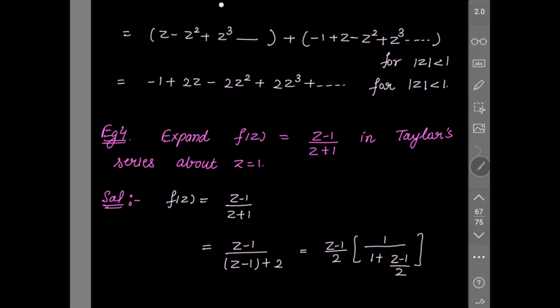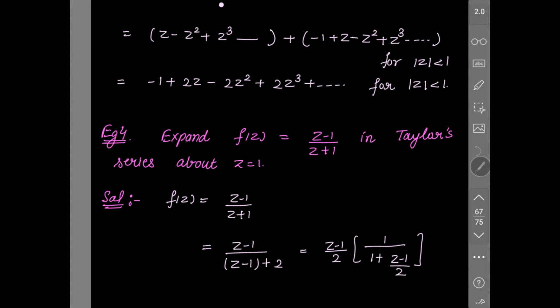Next, which is equal to, if you multiply the terms within, we'll be getting this series z − z² + z³ ... minus 1 plus z − z² and so on, for |z| < 1. Collecting the terms with the same powers, we'll be getting the result.